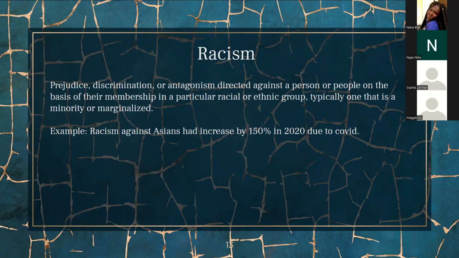So once again, here's another example. In 2020, we saw that racism and harassment against Asian Americans had increased by 150 percent in 2020 due to the COVID-19 situation. And this arose from direct antagonism just because these people were Asian.